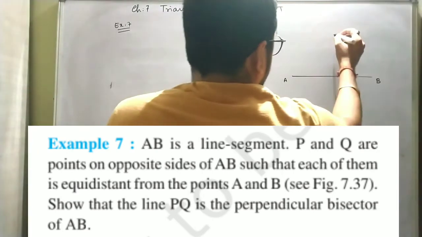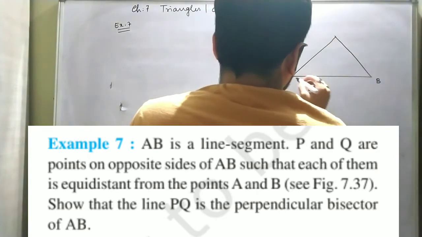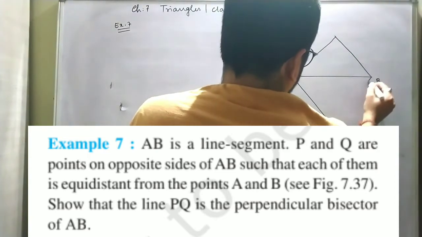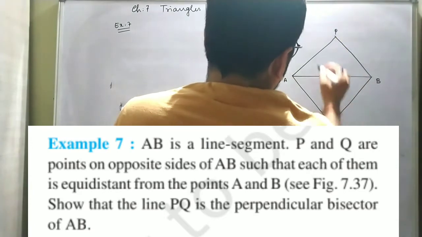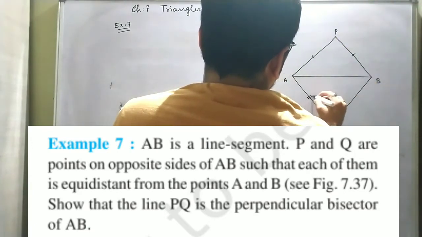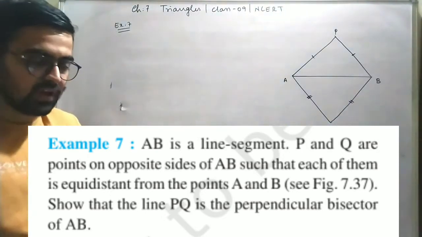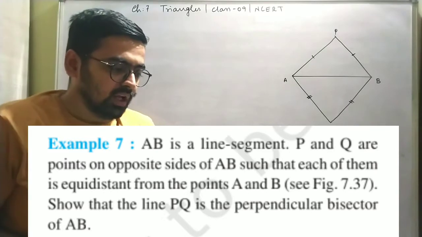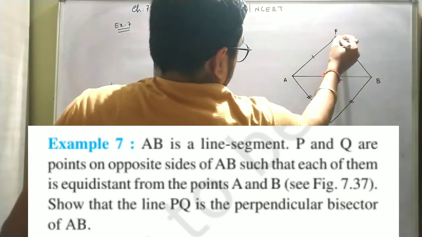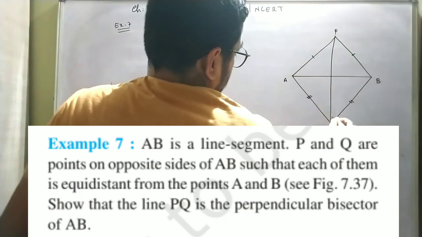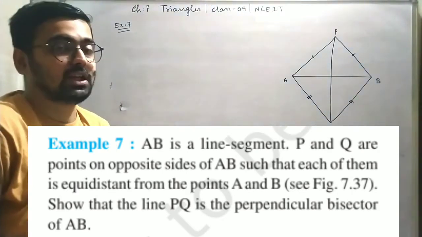So if the point P is here, then this point P is equidistant from A and B, and this point Q is as well equidistant from A and B. So these two distances are equal and these two distances are equal. See in figure, the figure is also given. So that the line PQ, okay, so we have to draw a line PQ is the perpendicular bisector of AB.